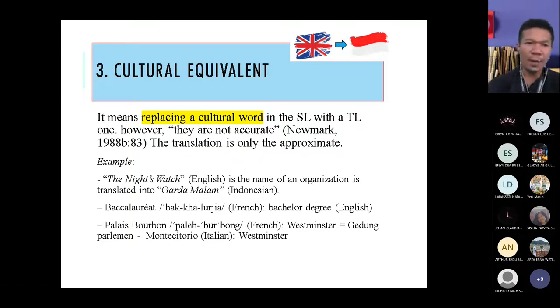Okay. For example, the Night Watch in English is the name of an organization. This name of the organization is translated into Garda Malam in Bahasa Indonesia. They have the same function, to watch the situation at night. In English it is called the Night Watch, but in Bahasa Indonesia we call it Garda Malam. These two organizations have the same function, but they have different names.